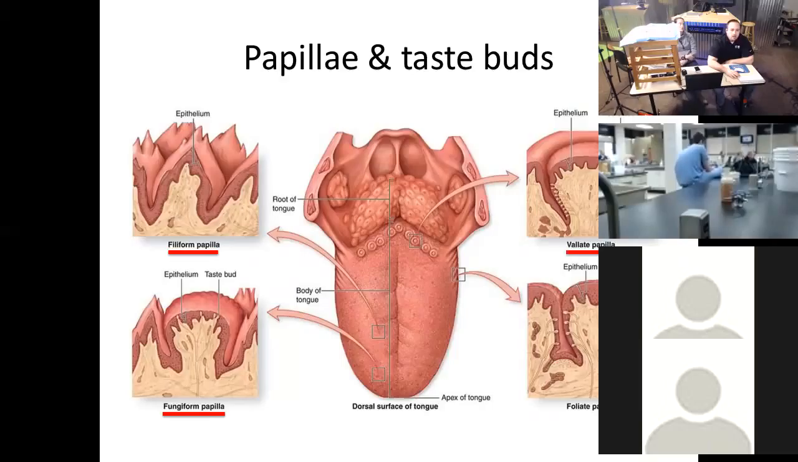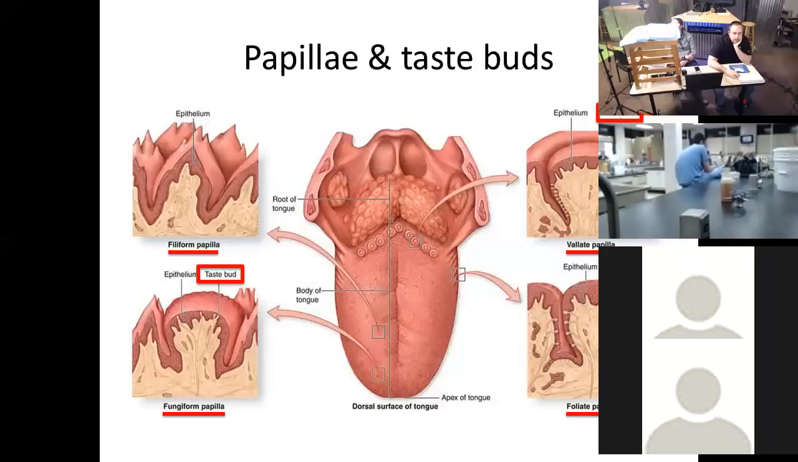Then we have vallate papillae, also called circumvallate papillae. These are really large circular papillae, and they form a V shape on the back of the tongue. I think you'll see these with the pig dissection a little bit later on. You may not see them if you're looking in a partner's mouth, just because they're pretty far back. The last type of papillae are the foliate papillae, and these are usually only found on the side of the tongue. All of these papillae, except for the filiform papillae, have taste buds, which is where the sensation of taste actually starts.